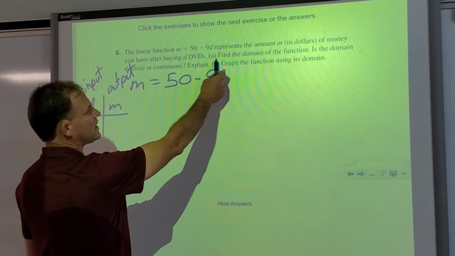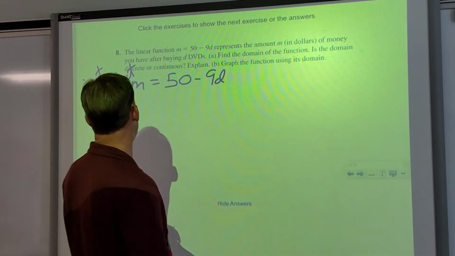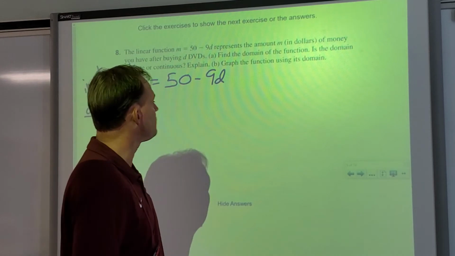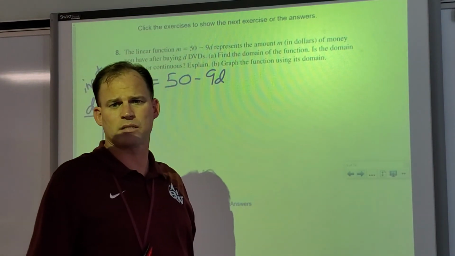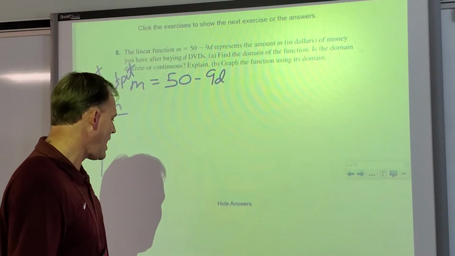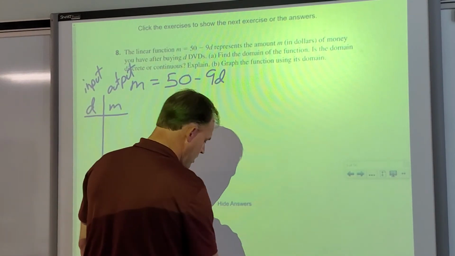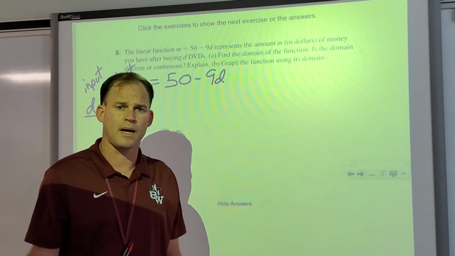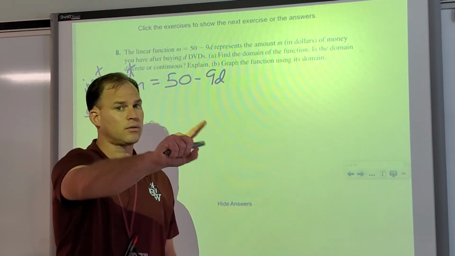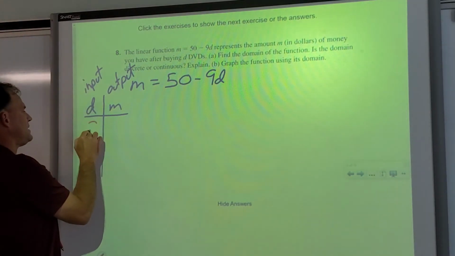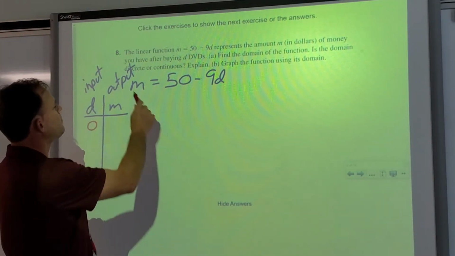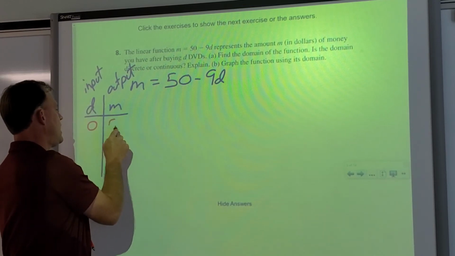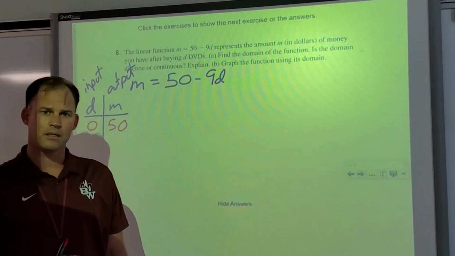So question A says, find the domain of the function. What numbers can I plug in? Well, did it give me a restriction on this problem? No, it didn't tell me there's a maximum this time. It didn't tell me anything. So I need to plug it in and do the work and find out. What's the first number I can buy? Not 1, 0. 0 is an option. So if I buy 0 DVDs, how much money do I have? Well, I plug it in here, I do the work. 9 times 0 is 0, 50 minus 0. I have $50 in my pocket.